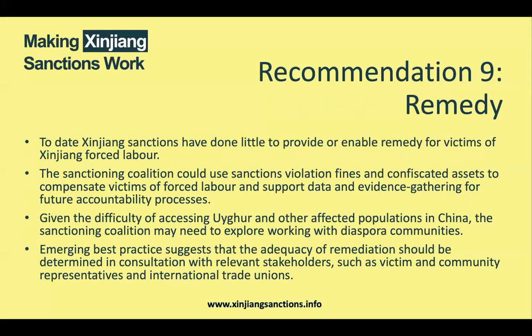To date, Xinjiang sanctions have done little to provide or enable remedy for victims of Xinjiang forced labor. So in recommendation 9, we explore some of the options. It's obviously difficult to provide remedy within Xinjiang itself, but there is scope to explore options for preserving evidence for future accountability or for support to Uyghur diaspora groups. Emerging best practice suggests that the adequacy of remediation should in fact be determined in consultation with relevant stakeholders like those groups and victim and community representatives and international trade unions. We explore some of the options.